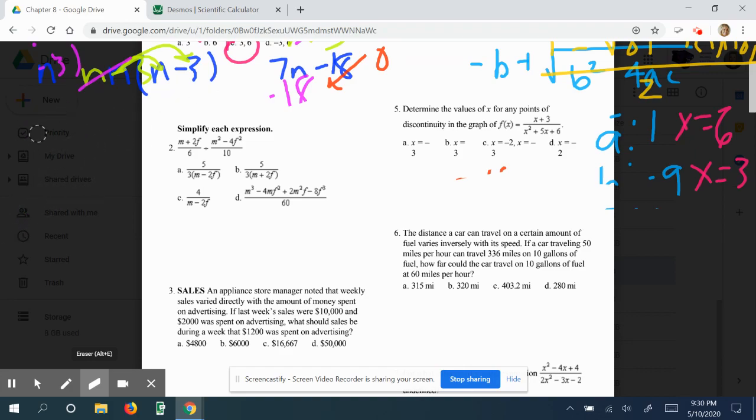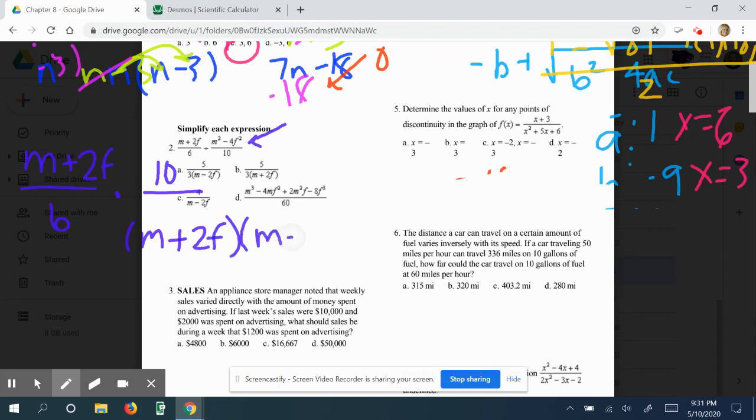Okay, so what we're going to do, you'll notice that this is a division problem. And so how we solve division problems is we start by rewriting. So m plus 2f over 6. And I multiply by the reciprocal. So instead of 10 being on the bottom, it's now on the top. And m squared minus 4f squared, it might not come to your mind right away. But that's actually a difference of squares because m is squared and 4f squared is a squared. So I can write that as m plus 2f and m minus 2f. And if you want to verify that when you FOIL those out, that this becomes this, you can.